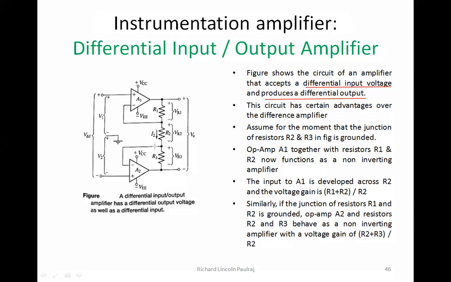Assume that the junction of R2 and R3, let me just put it here. So let us assume that this junction, that I have highlighted here, is grounded. Okay, so that junction is grounded. Let us assume that ground is connected here in this junction.